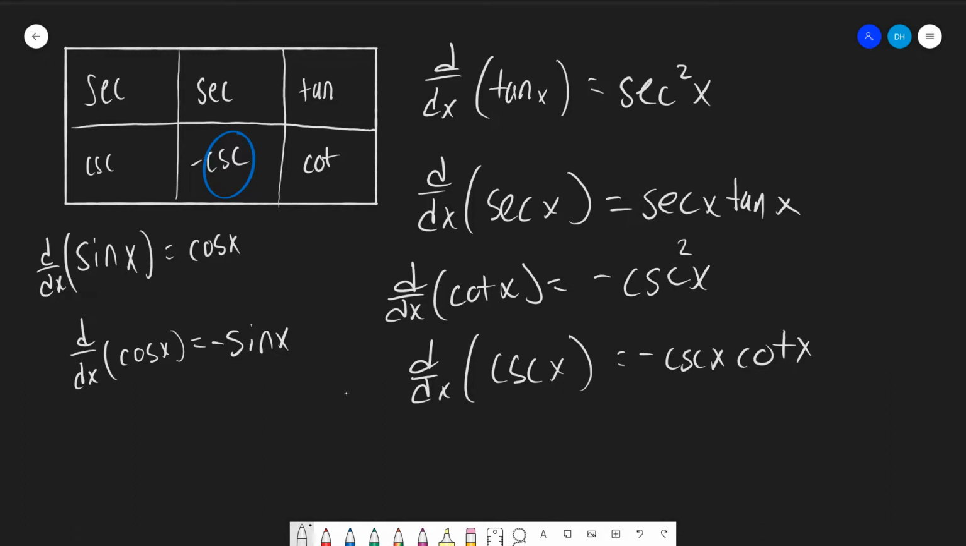The opposite of tan is cotangent, and the opposite of secant is like cosecant, because they are kind of like the inverses of sine and cosine. And one more thing to memorize is that this middle box, or you can make it either one, but one of the cosecants have to be negative, and I usually make it the middle one.